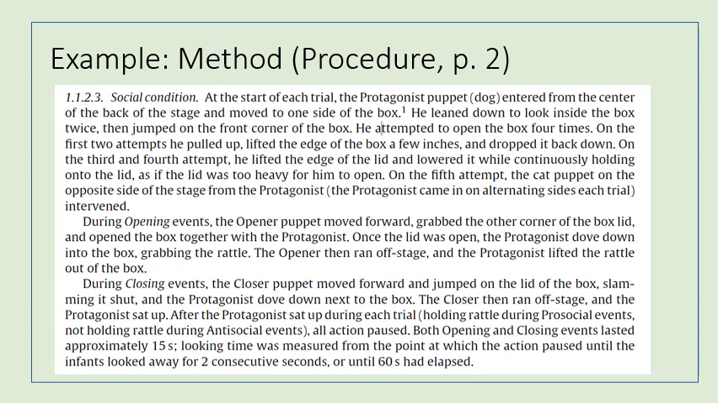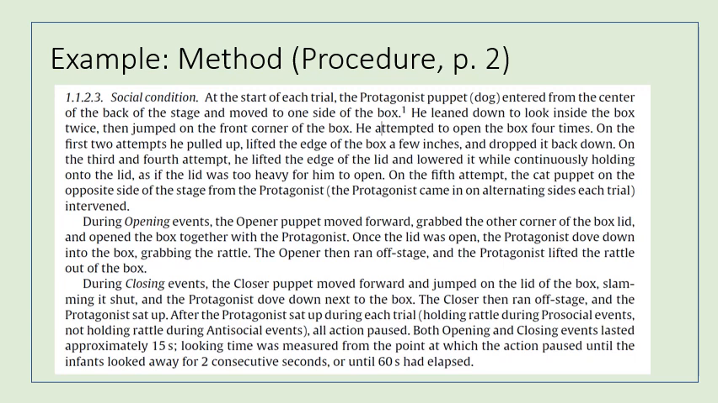On a 5th attempt, the cat puppet on the opposite side of the stage from the protagonist, and then they're telling us in parentheses that they alternated sides each trial, intervened. During opening events, the opener puppet moved forward, grabbed the other corner of the box lid, and opened the box together with the protagonist. Once the lid was open, the protagonist dove down into the box, grabbing the rattle. The opener then ran off stage and the protagonist lifted the rattle out of the box.